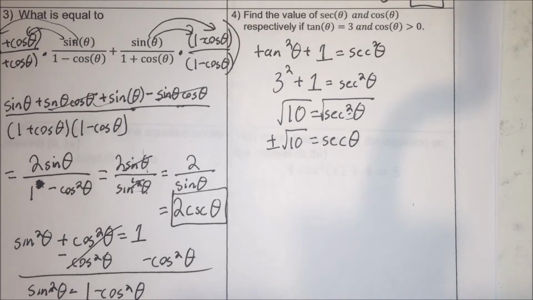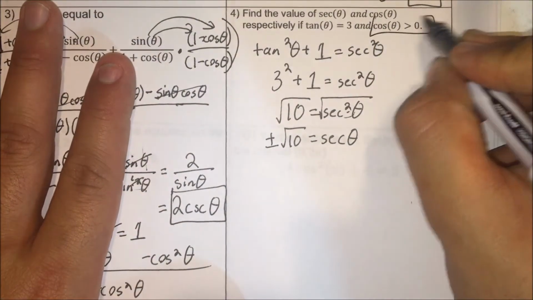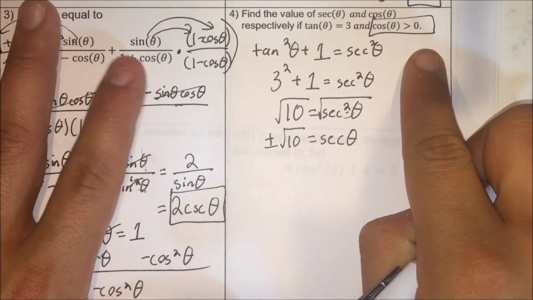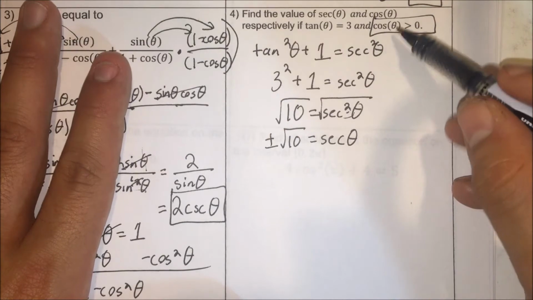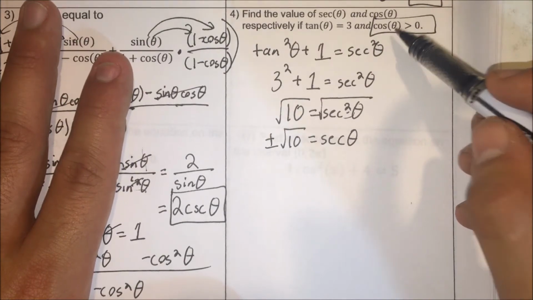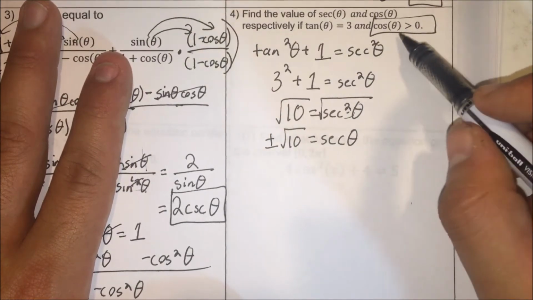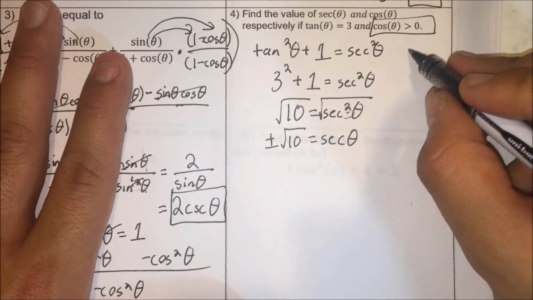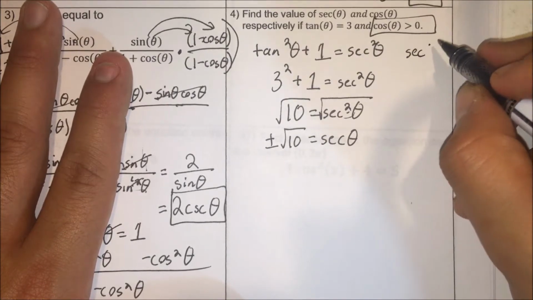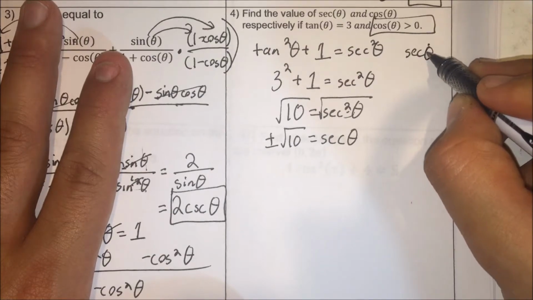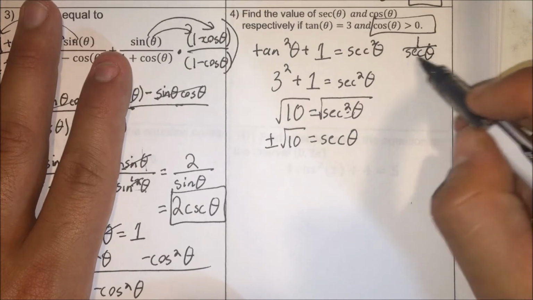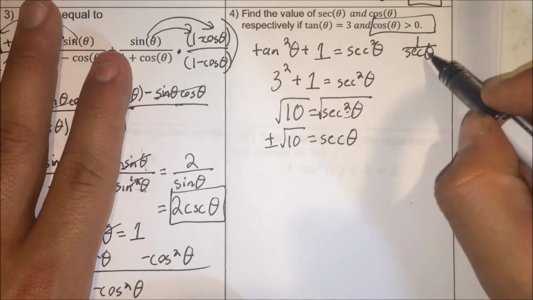Well, which one is it? Is it the positive secant or the negative secant? Well, we can use this other piece of information up here that tells us that cosine is greater than 0. And if you think about it, cosine, once again, is the reciprocal identity of secant. So what we're going to do is, we say, well, if cosine theta is greater than 0, then that means that secant of theta, which is just 1 over cosine, would be the same thing as 1 over secant.